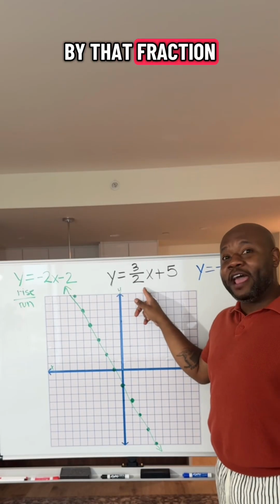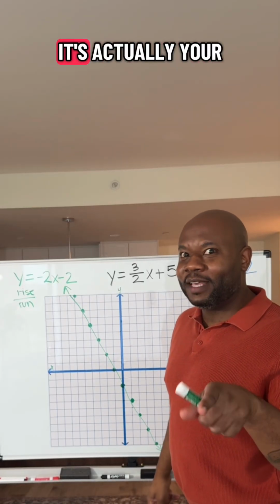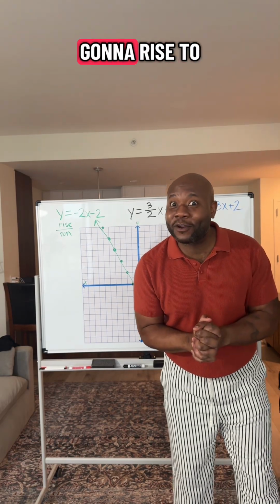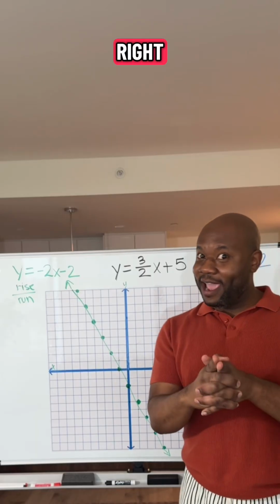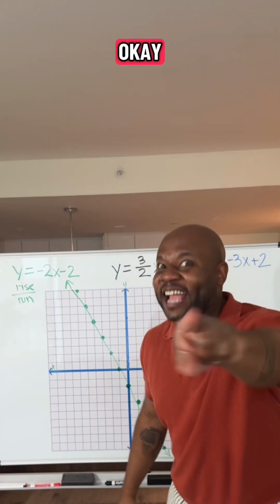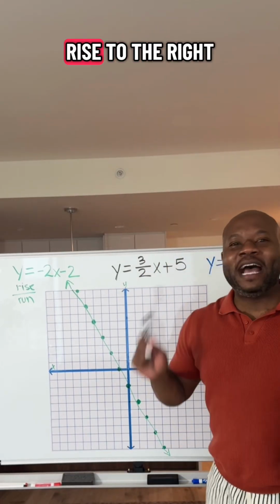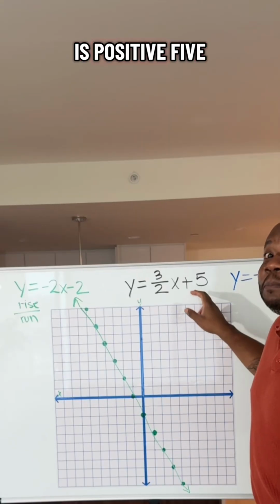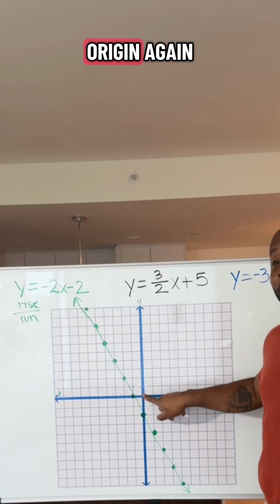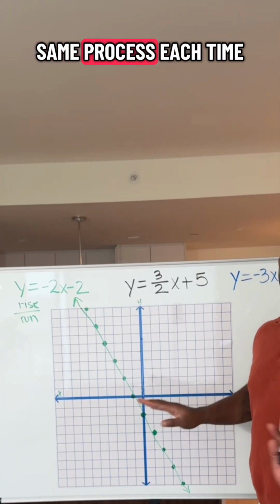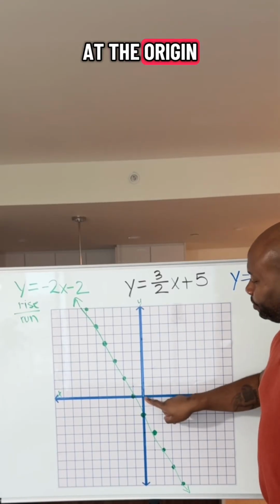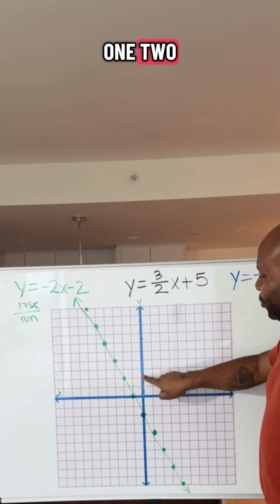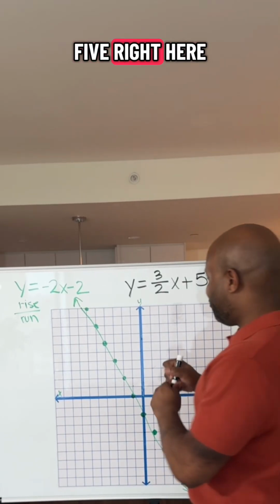Don't get frightened by that fraction. When it's in the slope form, it's actually your friend. What can we predict? Which way do we think the graph is gonna rise to? Did you say right? Oh, you did? Okay, yes, it's gonna rise to the right. But first, we have to hit this y-intercept. Our y-intercept is positive 5. So we're gonna start at the origin again. It's the same process each time. We're gonna go up 5, that's right. 1, 2, 3, 4, 5, right here.